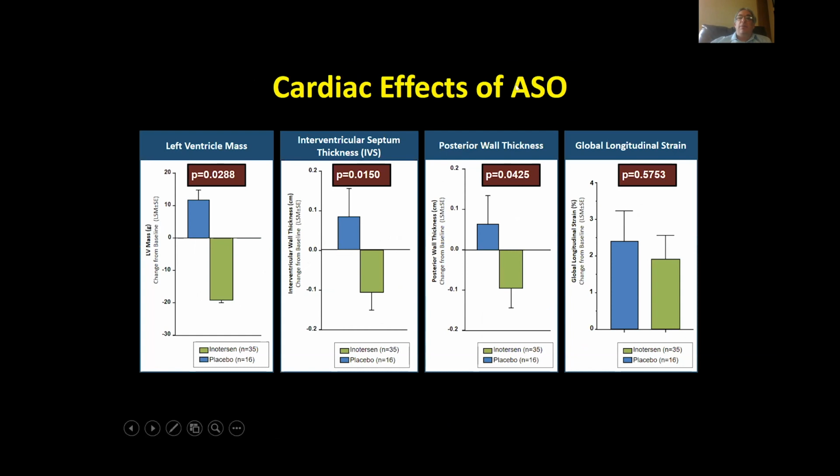Similar effects, though maybe not as robust, have been seen with the antisense inotersen, where again LV mass, wall thickness, and posterior and septal wall thickness both seem to be favorable in patients treated with inotersen compared to placebo.